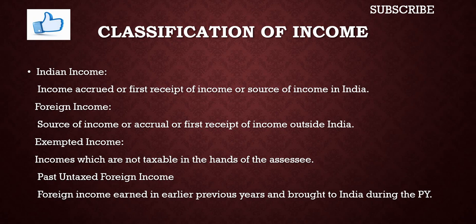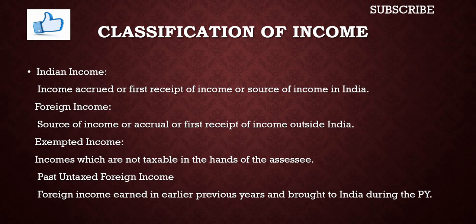Suppose, for example, rent is received for a property which is let out in Sri Lanka. In such a case, though the source of income is outside India, the income is received in India, so it becomes an Indian income. And such Indian income is taxable in the hands of ordinary resident, not ordinarily resident, and non-resident. So always we need to consider the first receipt of income.